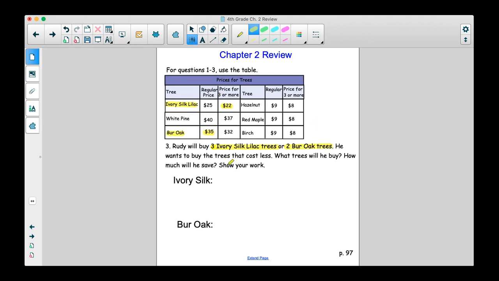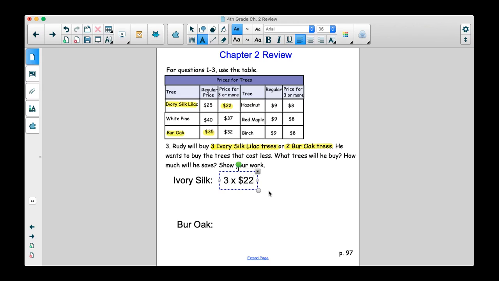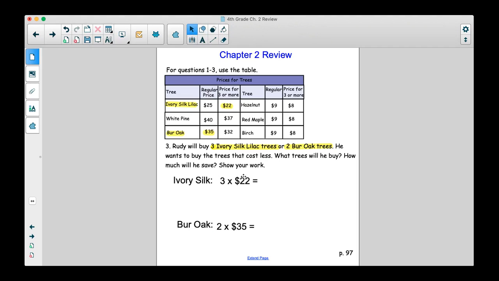All right, so he wants to buy the trees that cost less. All right, let's figure this out, you guys. So if he buys 3 ivory silk trees, I would write 3 groups of trees that cost $22 each, and I would find that total. Or maybe he'll do the bur oaks, which he's only going to buy 2 bur oaks, and they each cost $35. And we would figure out that. Okay, so now let's find out which option cost less.